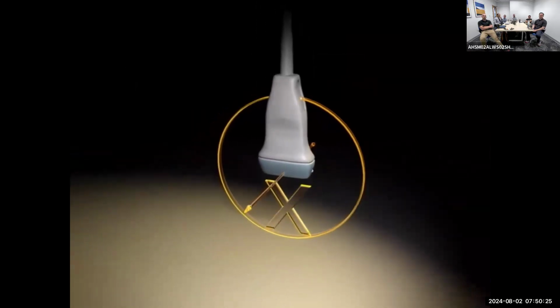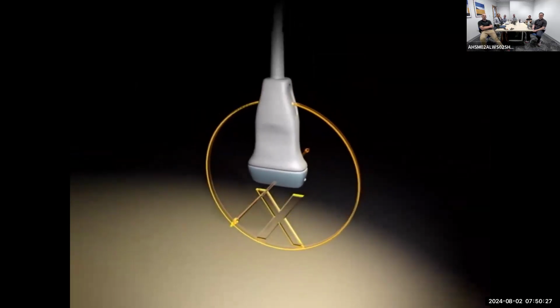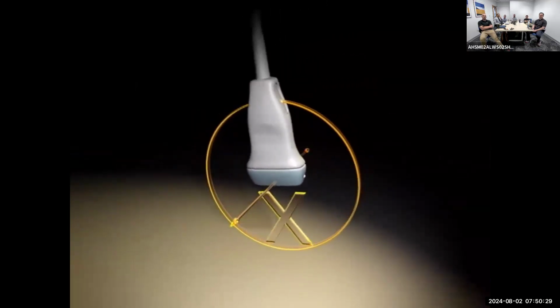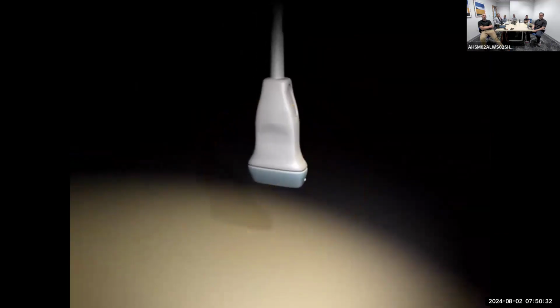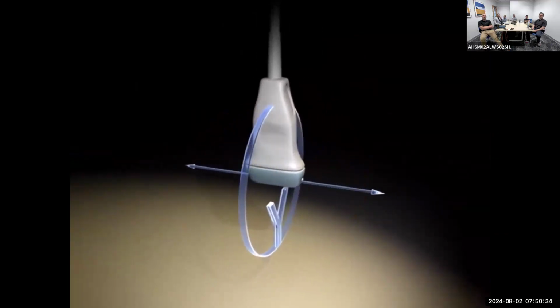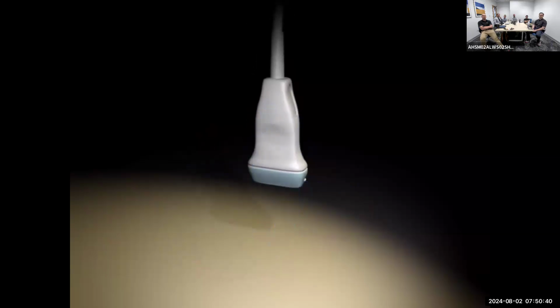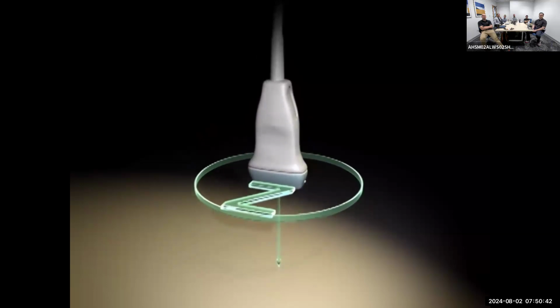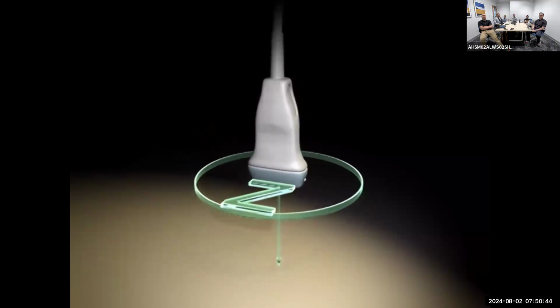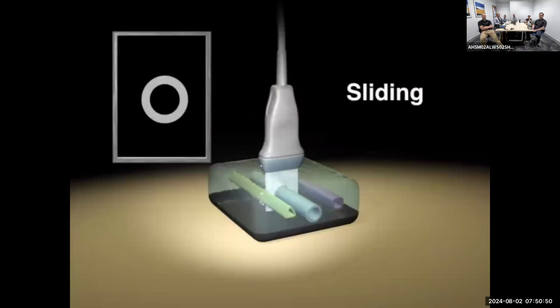So you can move it in different axes. There's the x-axis that way, and then the x-axis that way. There is the y-axis that's going to go that way, long axis with the transducer, and then toggling or tilting back and forth. And then there is the z-axis, which is pressure and rotation. So those are the three axes and the 6 maneuvers that you can do with an ultrasound.